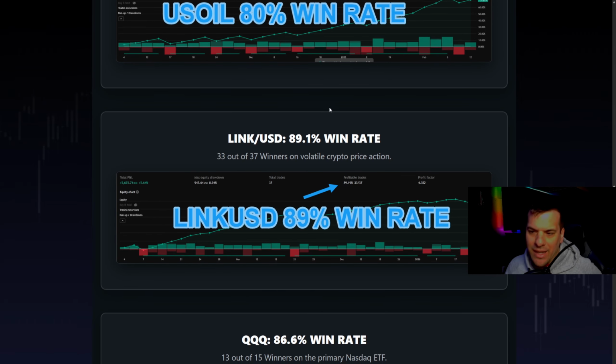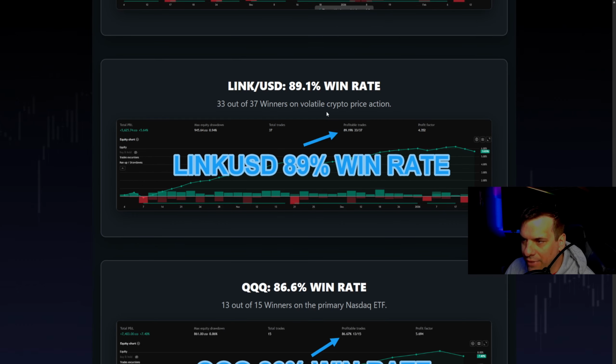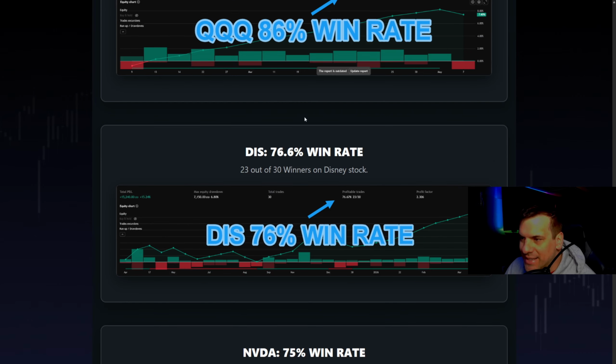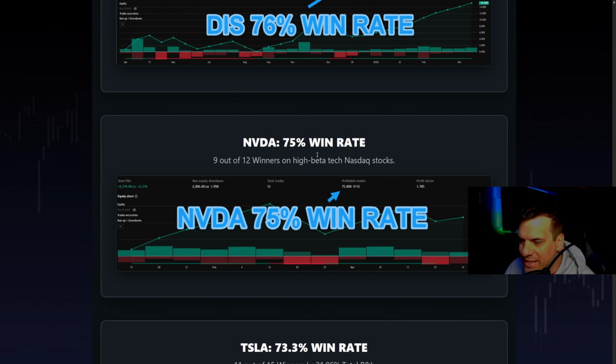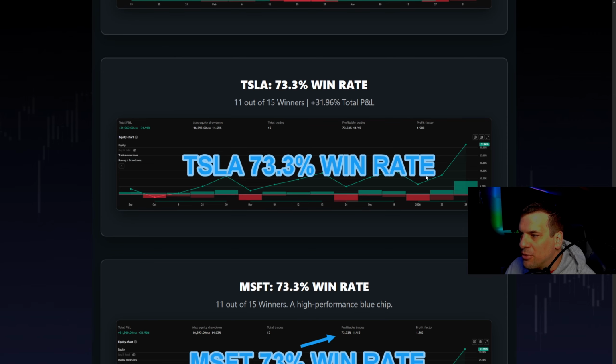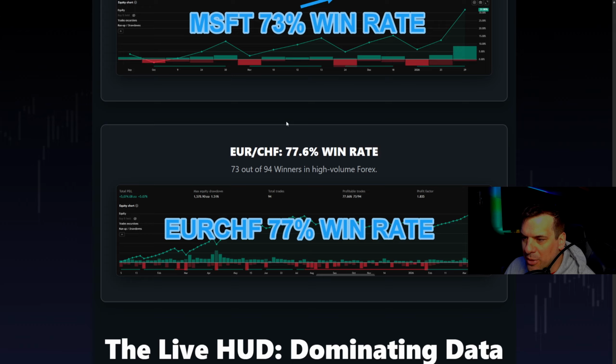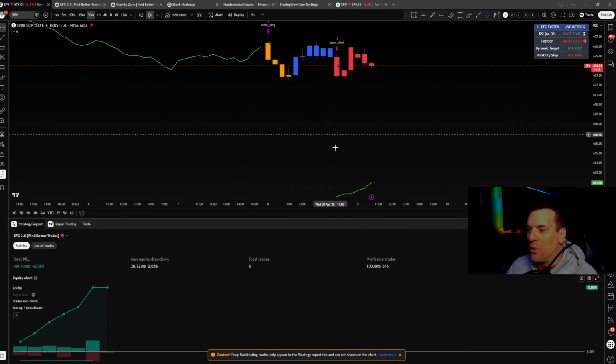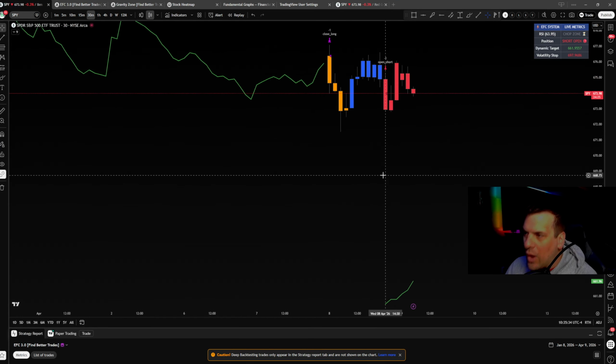Typically what we like to see is a lot of volatility happening in these particular assets. The EFC really does well in that environment, and this environment right now is a perfect environment for it. Chainlink, 89%, 33 out of 37. Killing it. QQQ 86.6%, Disney 76%, Nvidia 75%, Tesla 73%, Microsoft 73%. There are so many great examples here with the EFC, and that is what it is all about.